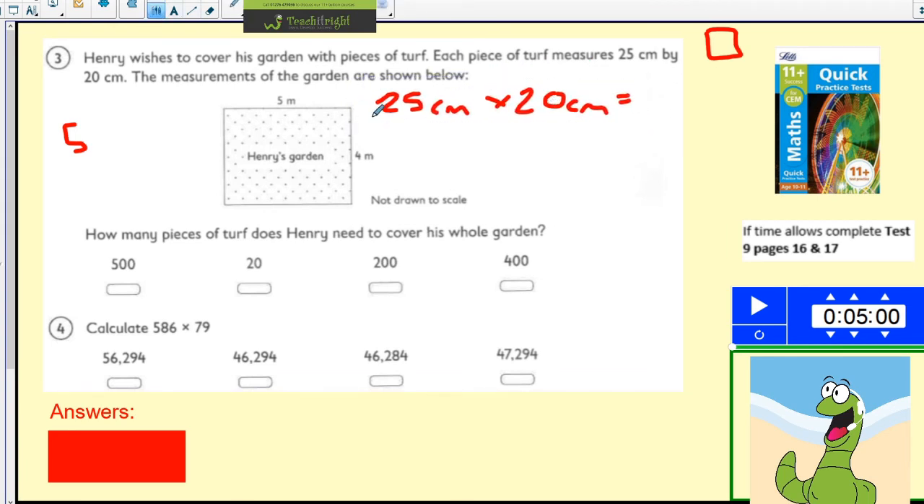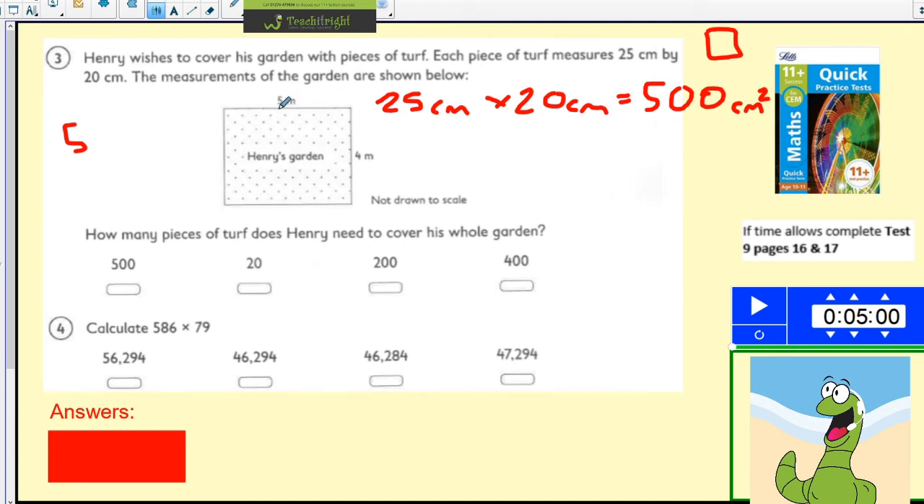Well, 25 centimeters times by 20. This one I would split into timesing by 2 and timesing by 10. That's the same thing as timesing by 20. So 25 times by 2 is 50, and then times by 10 is going to be 500. So that means each one will cover 500 centimeters squared.